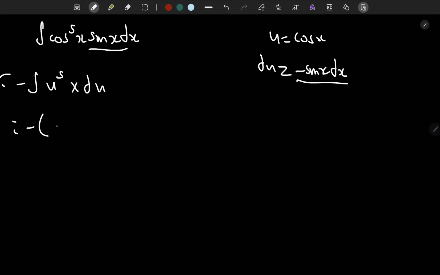So it's going to be u to the power of 6 over 6 plus c, and then minus, now replace u with cosine x, so I'm going to write minus cosine x to the power of 6 over 6 plus c. So this is a simple example.